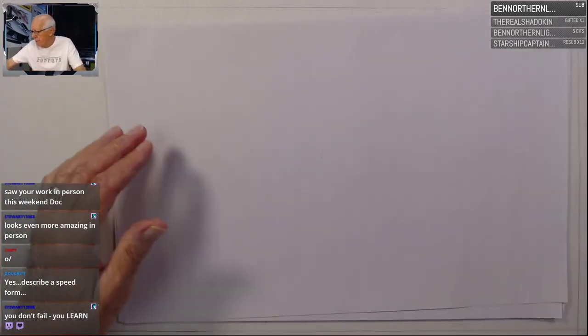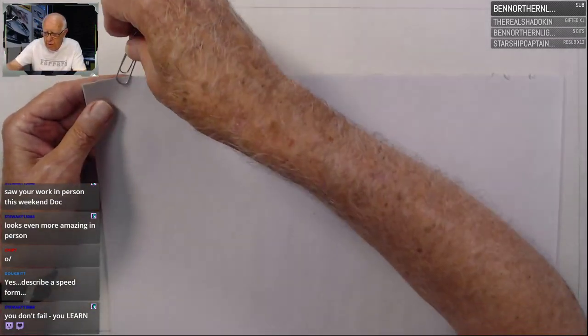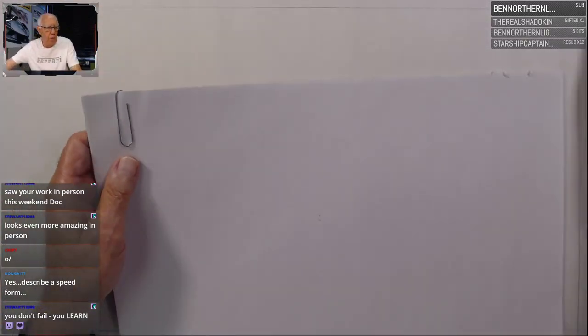Let's go back and look at getting into another set of circumstances. We're looking at speed forms and just beginning to look at some of the interactions here, what we could develop.